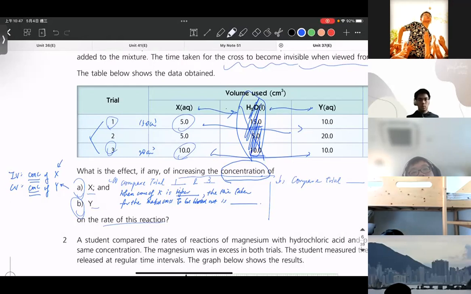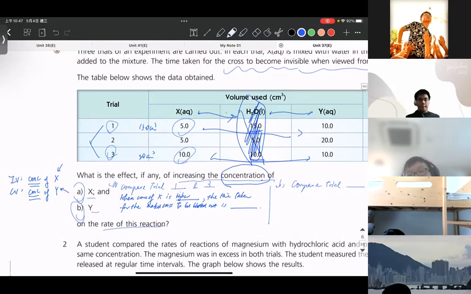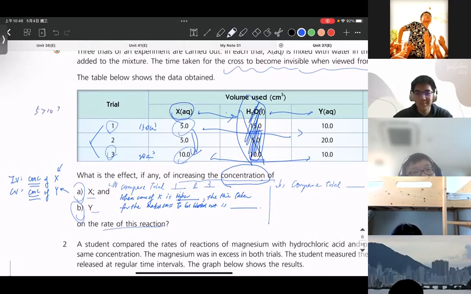How will you know? From the volume of X added, is it? Yes. So do you mean that the 5.0 cm cube has a larger volume than the 10 cm cube? Do you mean that? Yes. 5 is greater than 10. No. You just said that.